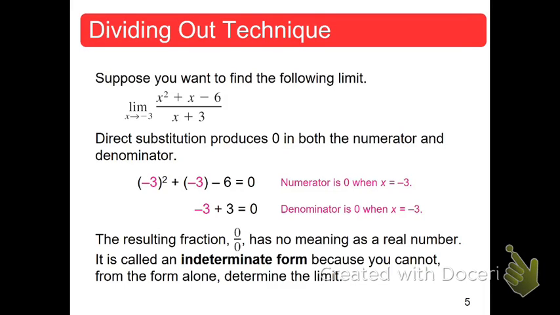All right, so the dividing out technique. What if direct substitution doesn't work? There's got to be another way to solve it, right? All right, so here suppose we're looking for the following limit: the limit as x approaches negative 3 of x squared plus x minus 6 divided by x plus 3.